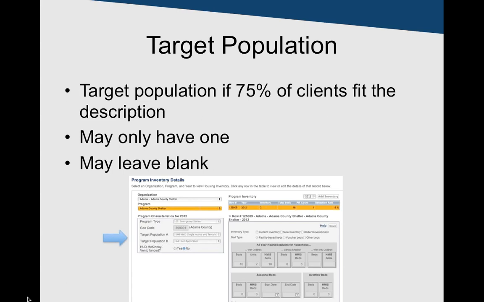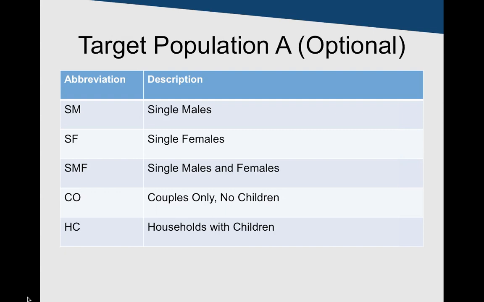Target population. A population is considered a target population if the project is intended to serve at least 75% of that population. Projects are limited to one target population. Projects that do not have a target or a specific population may leave this data field blank.